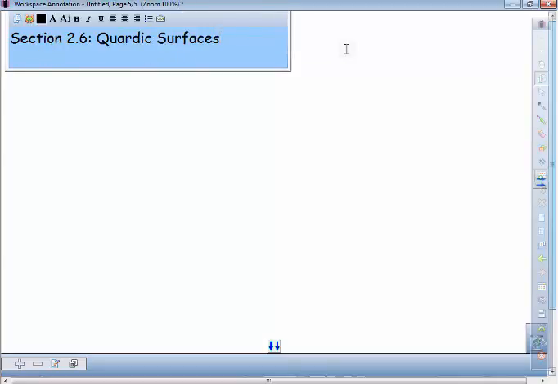So these things are just really like those conic sections, but in 3 dimensions. So these surfaces have some combinations of x's and y's and z's that are being squared.